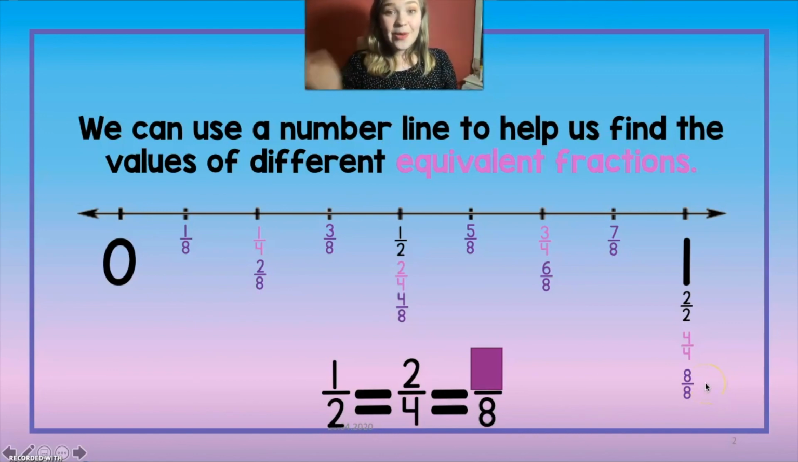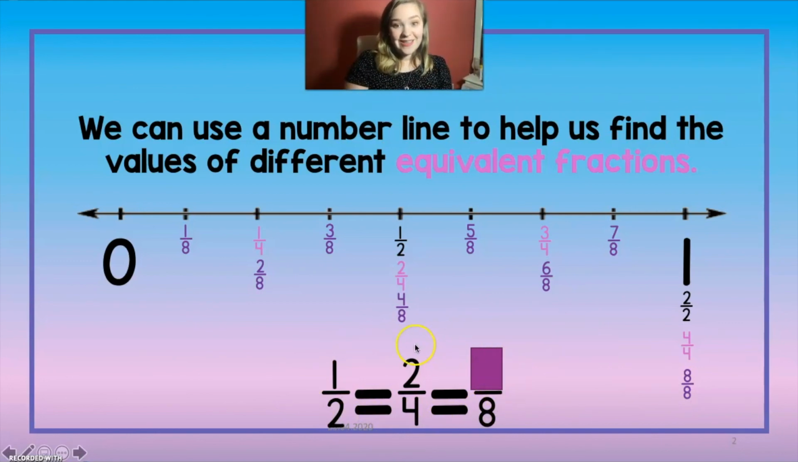What's interesting about those fractions on the end that we just talked about is that they all are one whole because they're at the 1 spot on the number line. So each of these numbers are equivalent. They are equal in value.